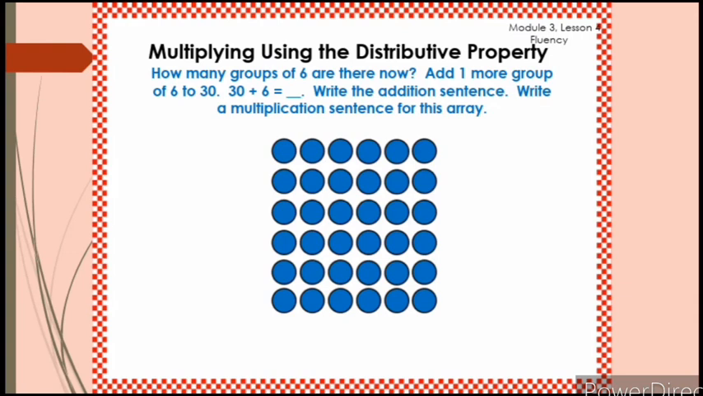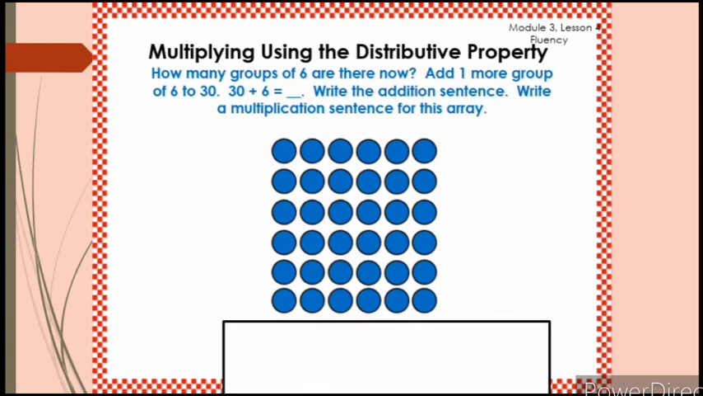I can also write an addition sentence for this array, which will equally help me get my answer easily. And what will the addition sentence be? Okay, I know you know it. Yes, this is 6 plus 6 plus 6 plus 6 plus 6 plus 6. And what will the answer be? It will be equal to 36.